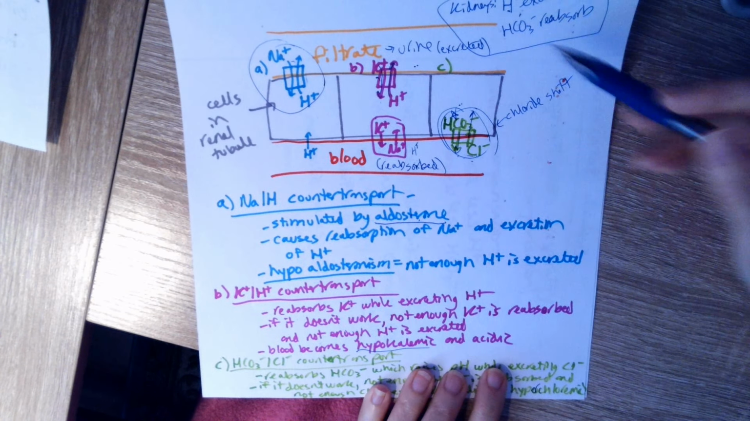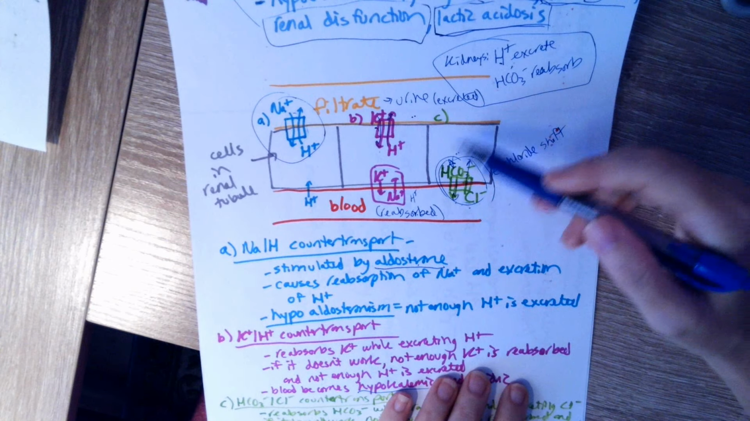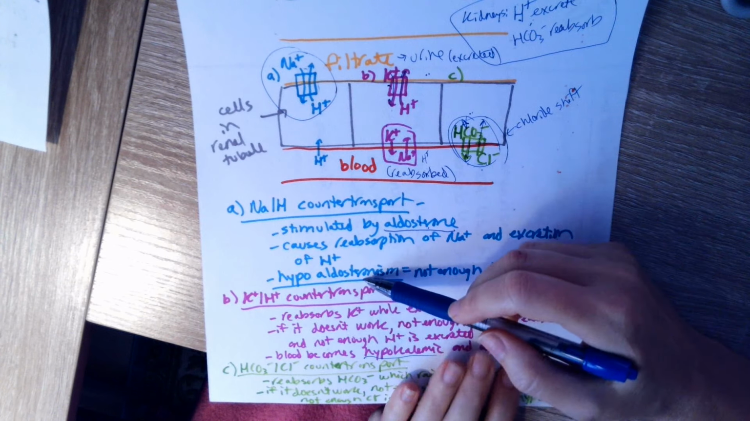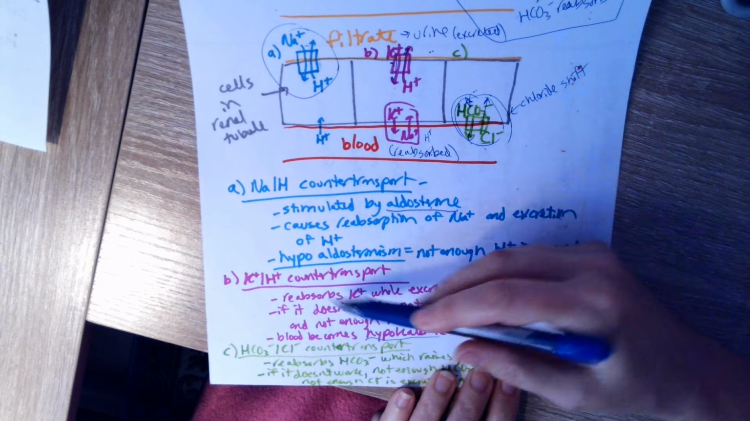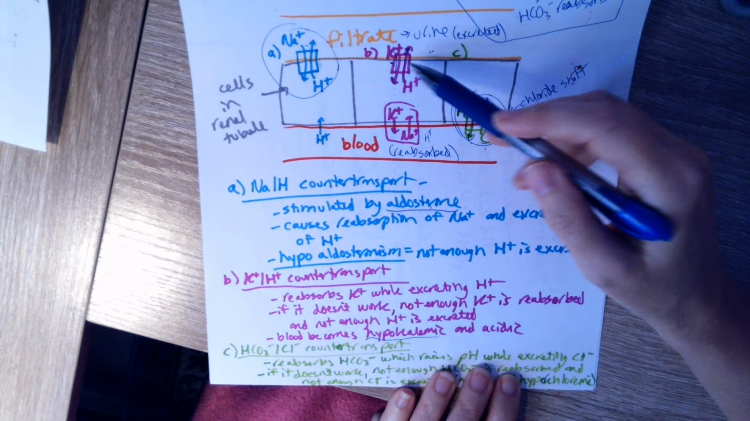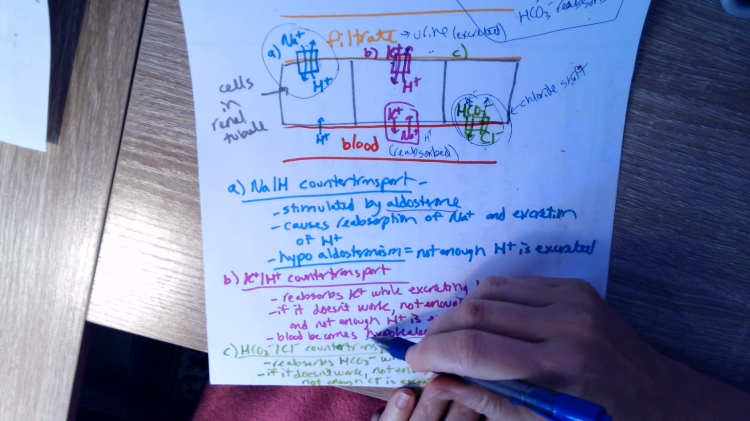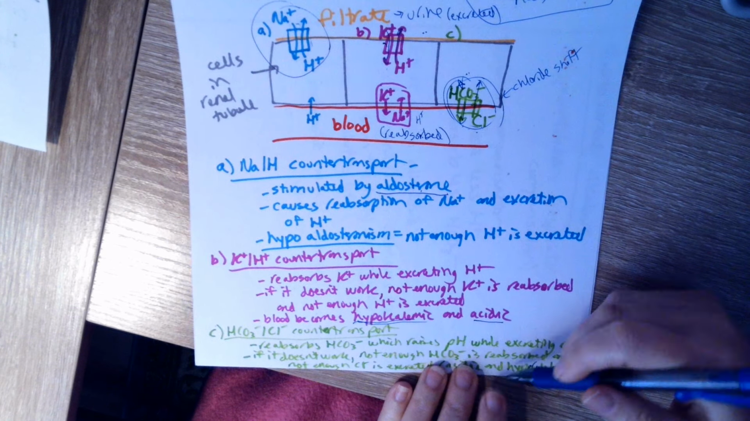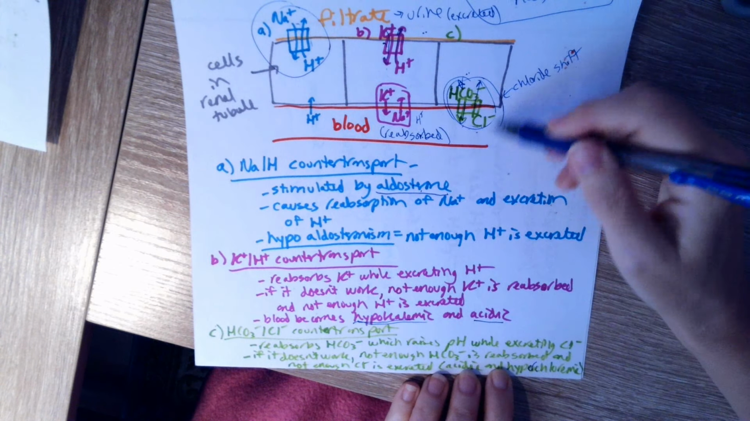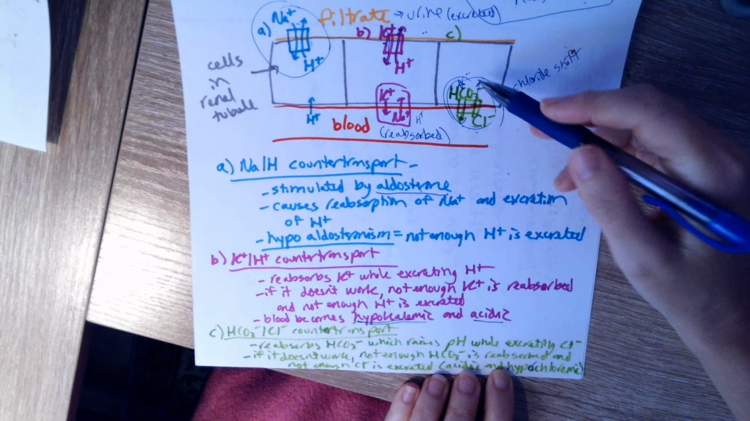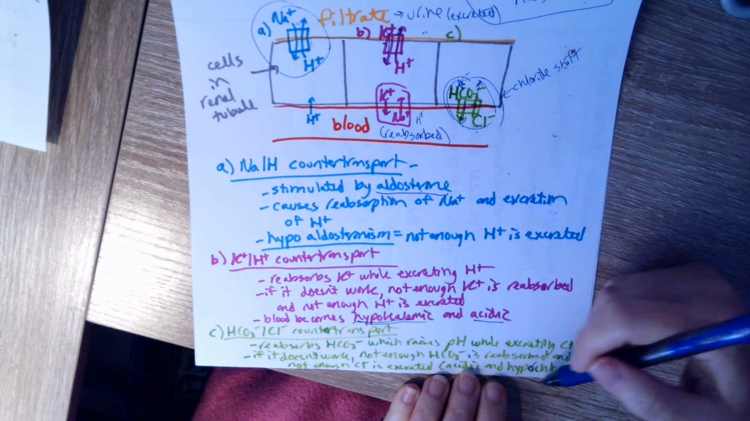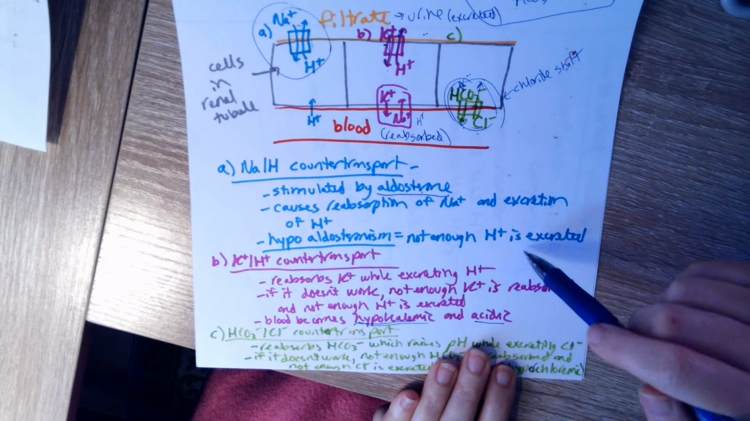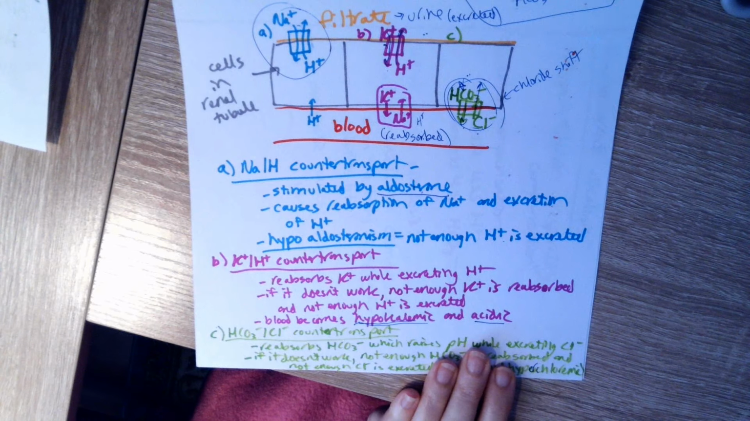So the things that go along with kidney malfunction and you being too acidic would be hypoaldosteronism; when your potassium-hydrogen countertransport doesn't work, you become hypokalemic and acidic at the same time. And then for this bicarbonate-chloride shift here, if this isn't working, you become acidic and you become hyperchloremic. So those are the ways that those can malfunction in order to make you acidic.